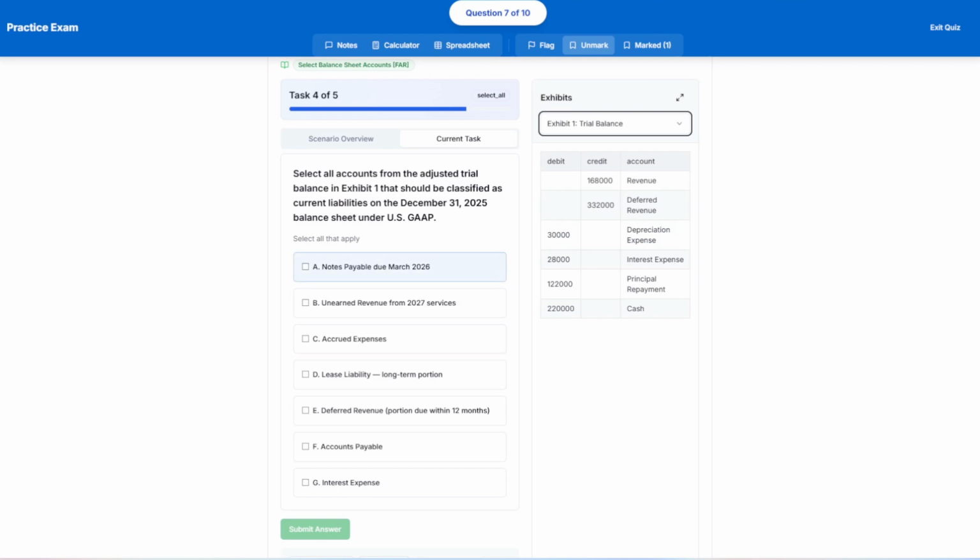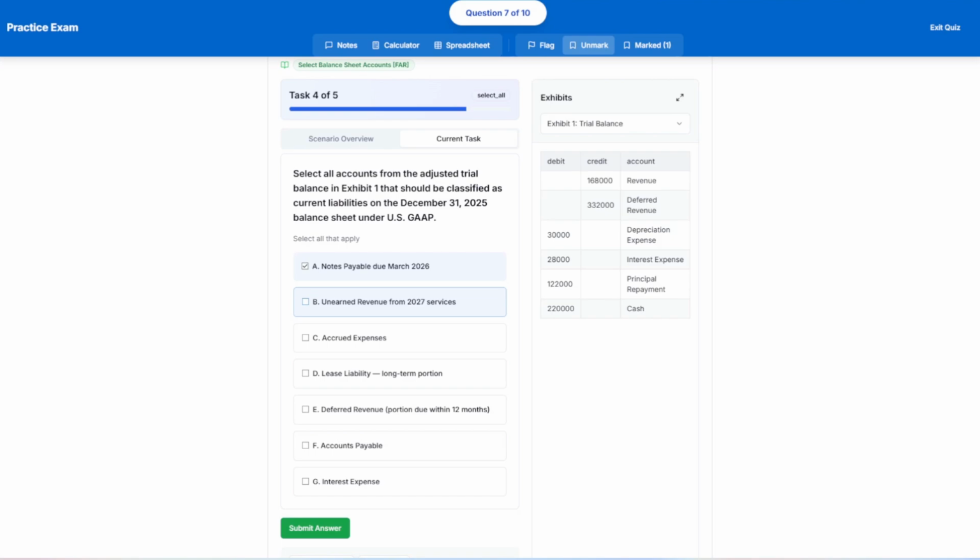Option A, notes payable due March 2026. That's within 12 months of December 31st, 2025. So yes, this is a current liability. Option B, unearned revenue from 2027 services. That's more than a year out, and performance won't happen until 2027. So this portion should be classified as non-current.